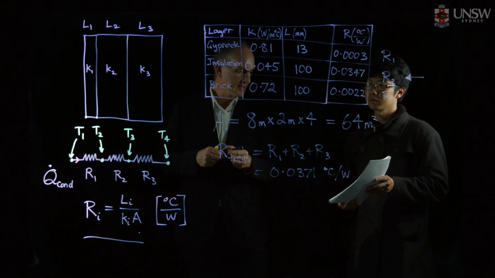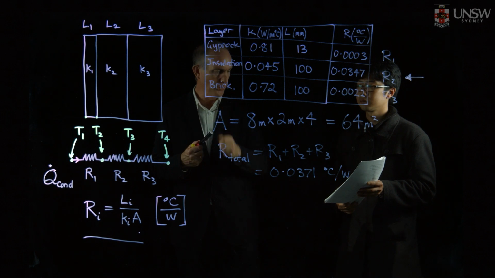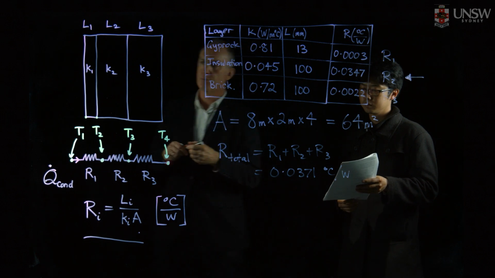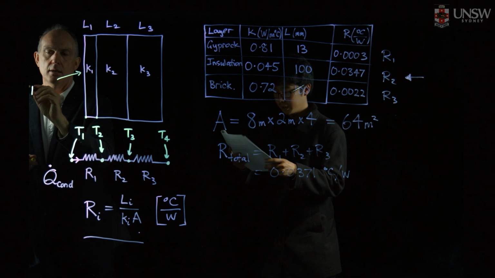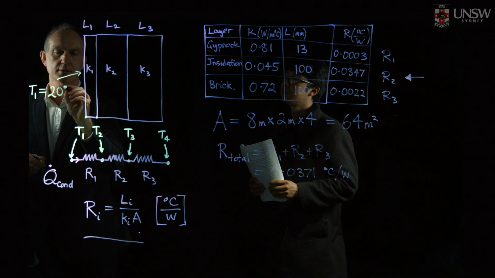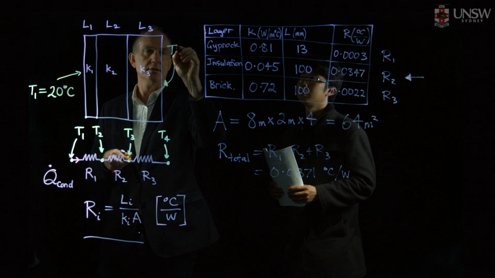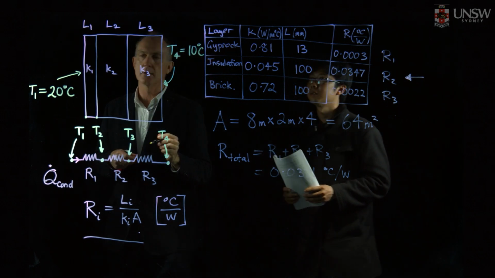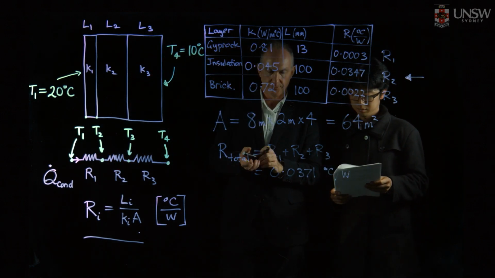All right, so all we need now is to calculate how much heat will be transferred through our wall. Now we're told, what was the temperature of the inside of the wall? That will be around 20 degrees. So we're told the T1 is 20 degrees C, and we're told that the outside wall temperature T4 is about 10 degrees Celsius. So typical winter conditions in somewhere like Sydney.